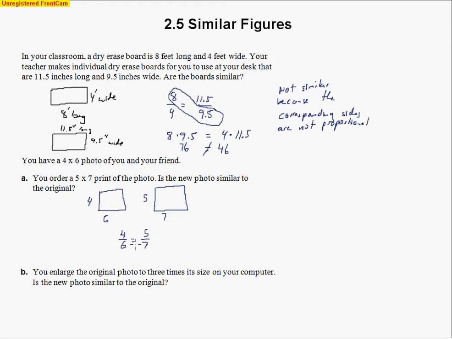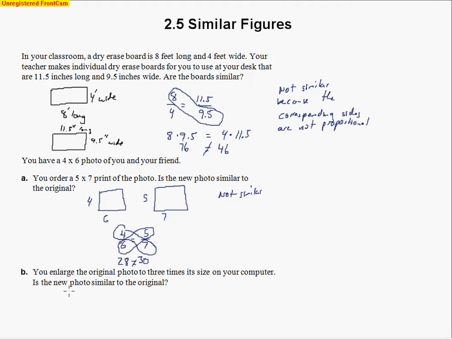And so when I go ahead and try to cross multiply, again I did 4 is to 6, and then I took the corresponding sides, and we see if they equal. So this makes 28. 6 times 5, that makes 30. We see that they are not the same, so not similar. And the reasoning is the same. The corresponding sides are not proportional.